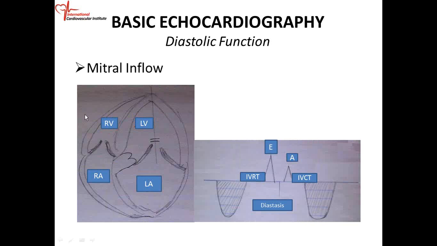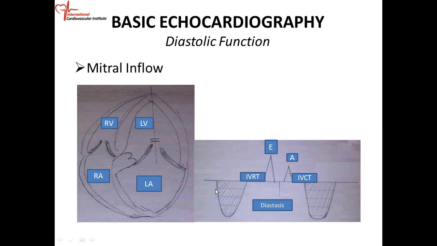Okay, so this is my diagram. This is your 4, or if you want to call it the 5 chamber on the left. You have the left ventricle, you have the left atrium, and on the right side, you have the right atrium and the right ventricle. Remember, you put your sample volume. This is our cursor right here. And you put your sample volume at the tip of the mitral leaflet. And you get something looking like this.